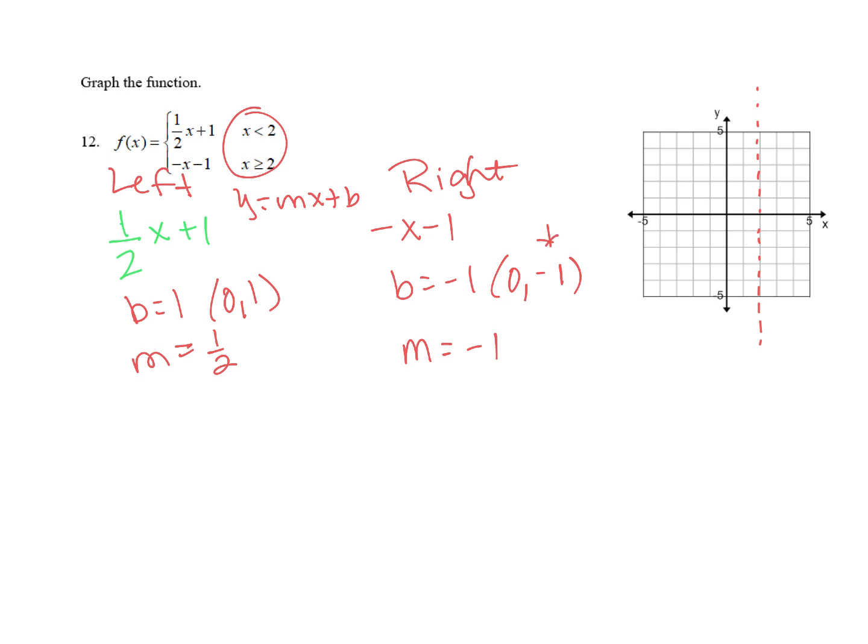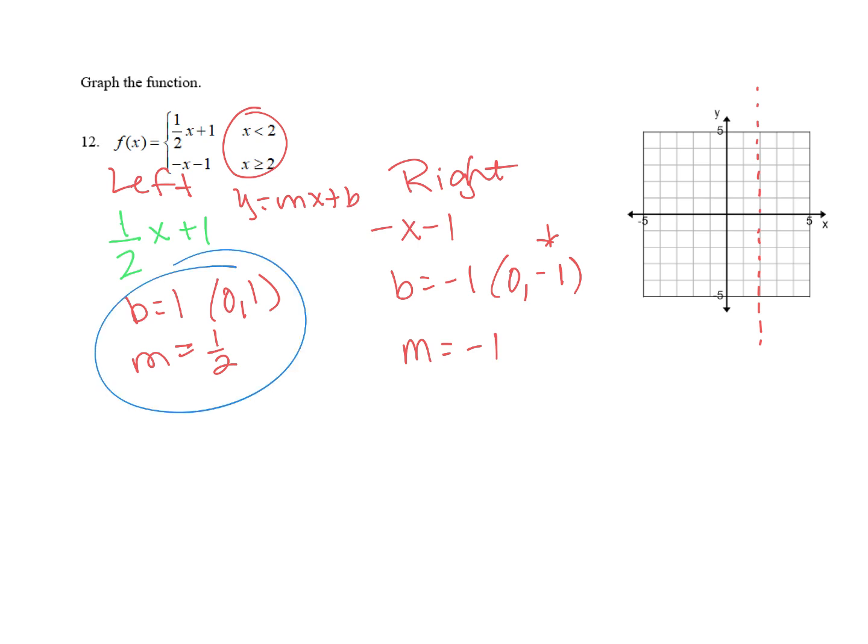You can either use that point and then erase the part of the line you don't need, and I'll show you how to do that, or you can just find another point to work with. Okay, so I'm going to show you how to just graph it and erase what you don't need. So let's start with graphing this one.